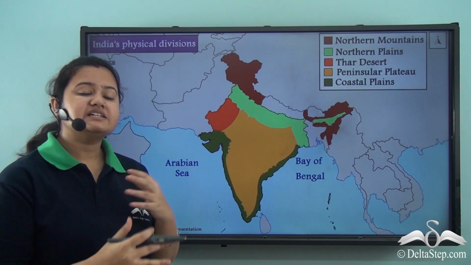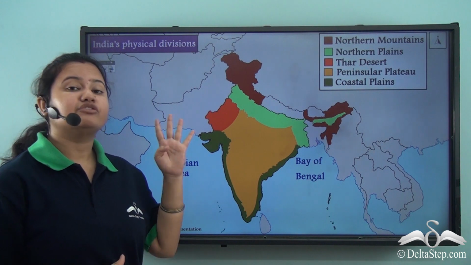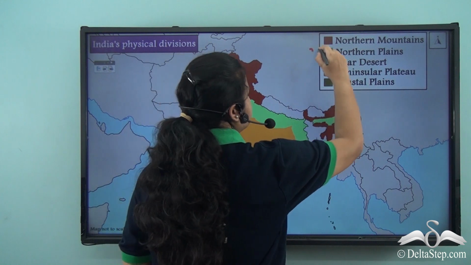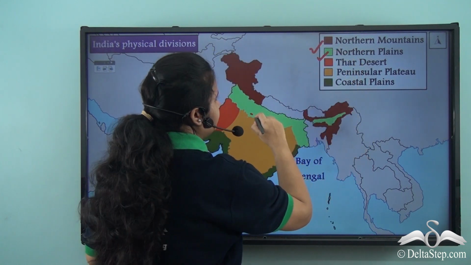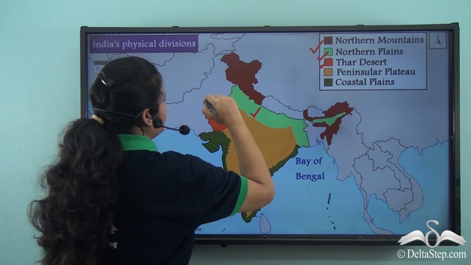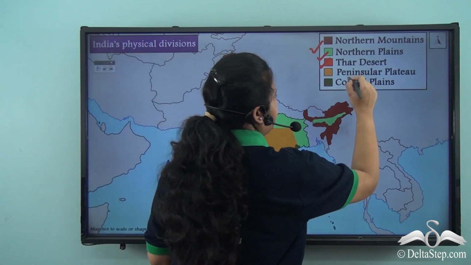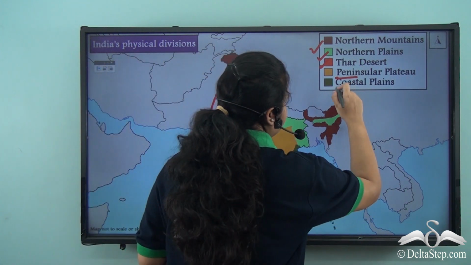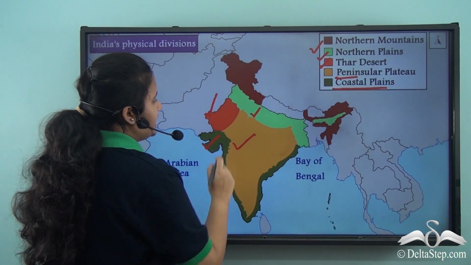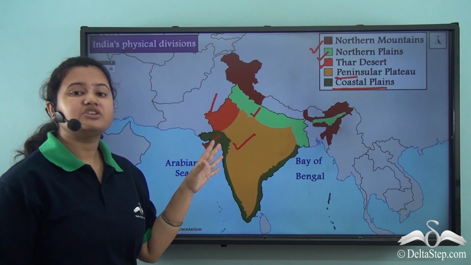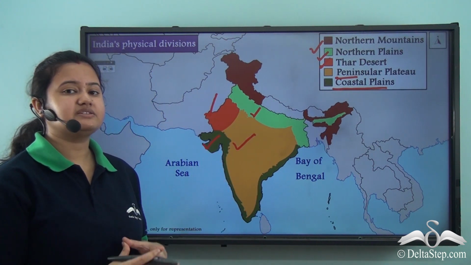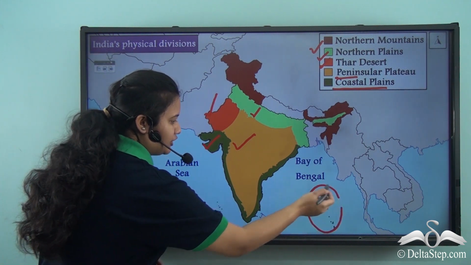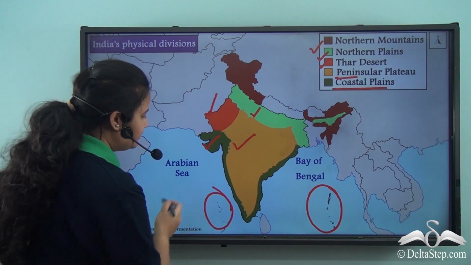So we have discussed in detail the 5 major physical divisions of India, that is the northern mountains, then the northern plains, Thar desert which lies to the west, Peninsular plateau which is this region marked in yellow, and finally the coastal plains. Now apart from these 5 major divisions, India also comprises 2 small groups of islands, one lying in the Bay of Bengal and another one lying in the Arabian Sea.